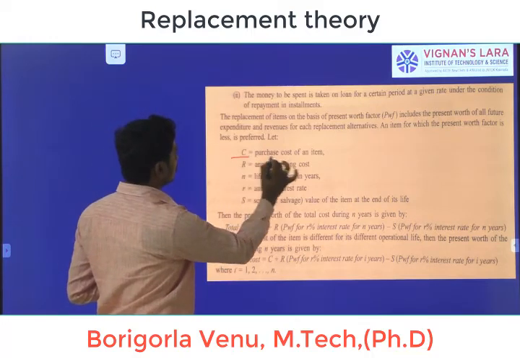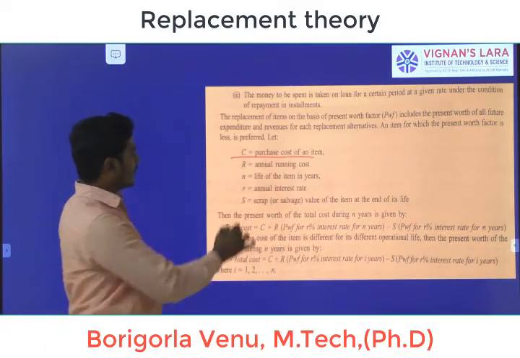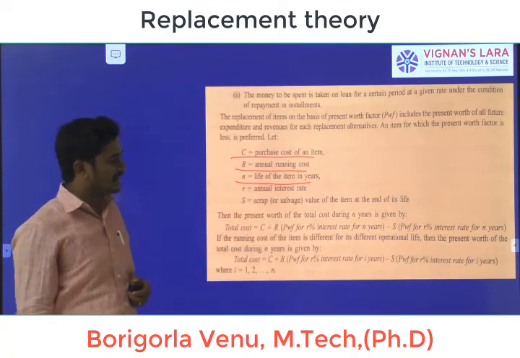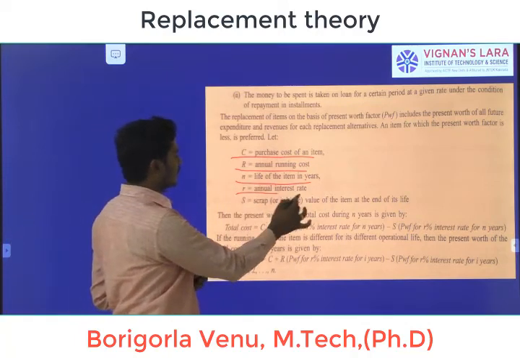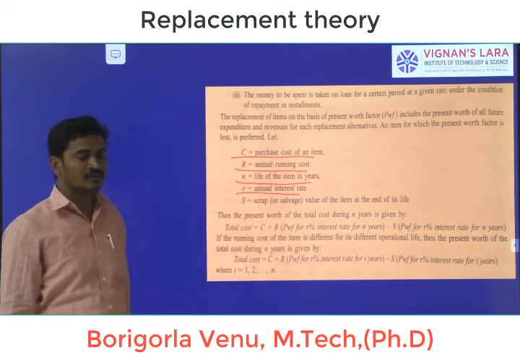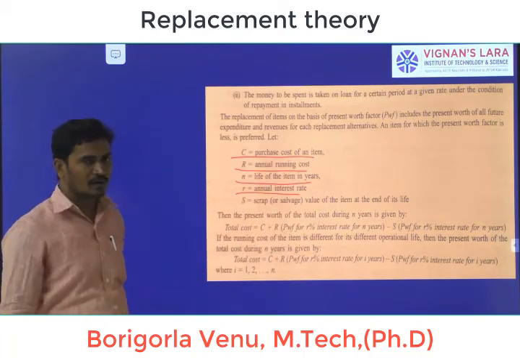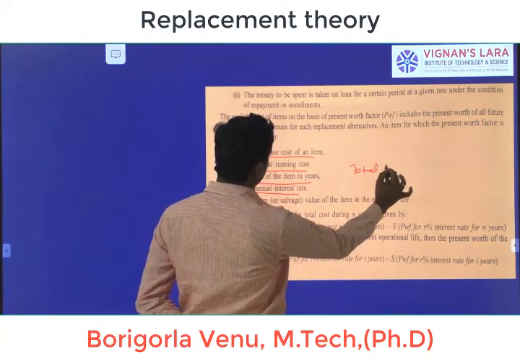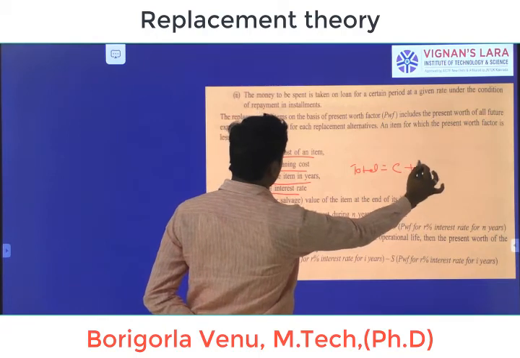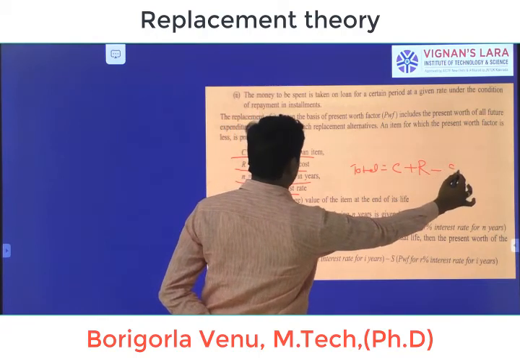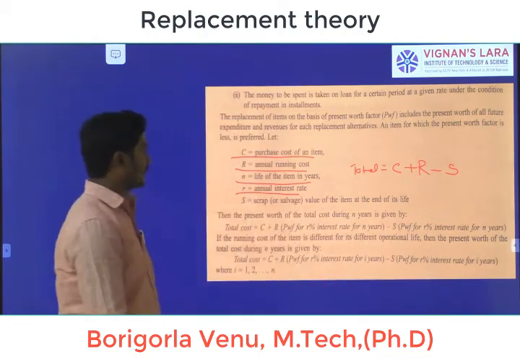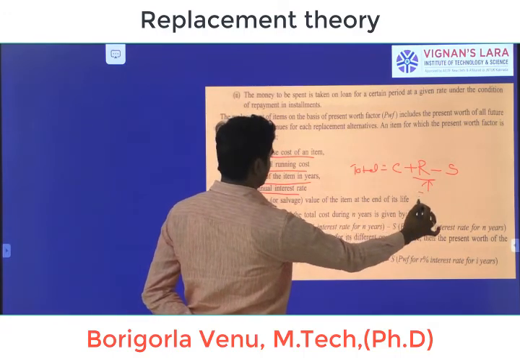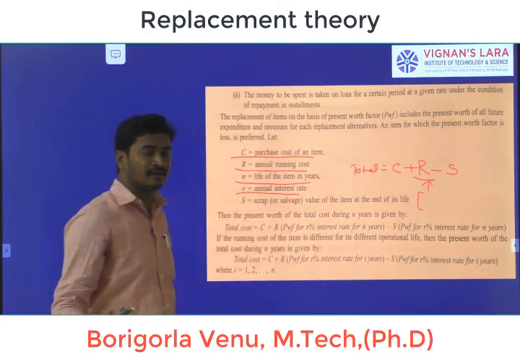Let C be the purchase cost of an item, R the running annual cost, N the life of the item in years, small r the annual interest rate, and S the scrap value. Here we are going to calculate the present worth factor for the total cost, which is C plus R minus S. Here R is the annual running cost, which varies with the interest rate.